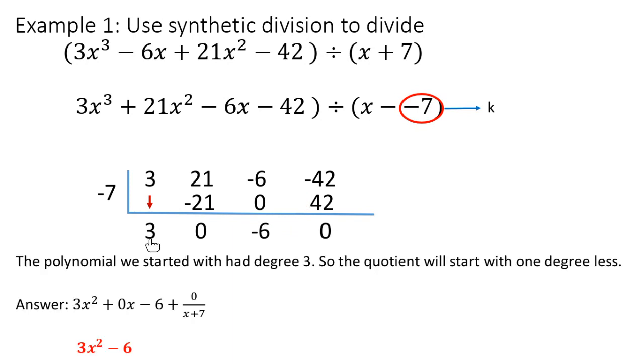Okay, so what is our quotient? Our quotient is going to be 3. We started with an x cubed, so we're going to go one less, so we get 3x squared. And then we have plus 0x and 6. We have a remainder of 0 divided by our divisor, which was x plus 7. And so instead of 0x, we can just get rid of it and write our answer as 3x squared minus 6. 0 divided by this is just 0, and that's why I didn't include it here.